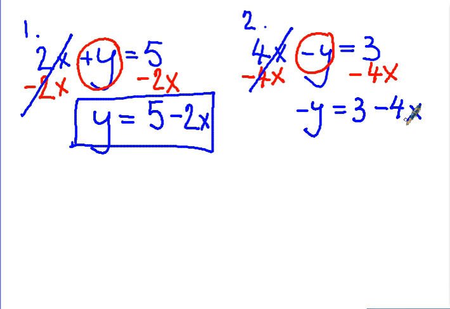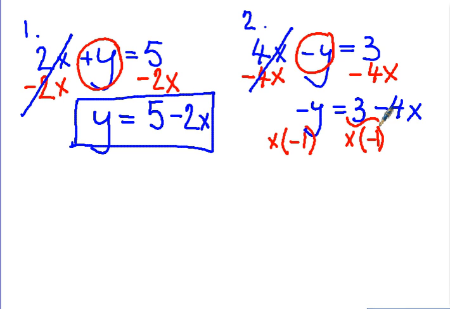And now this is a little problem. We have minus y equals. We are looking for a solution for y. So what do we need to do this time? We need to multiply the whole thing by minus 1. And just remember, we have to do both sides.